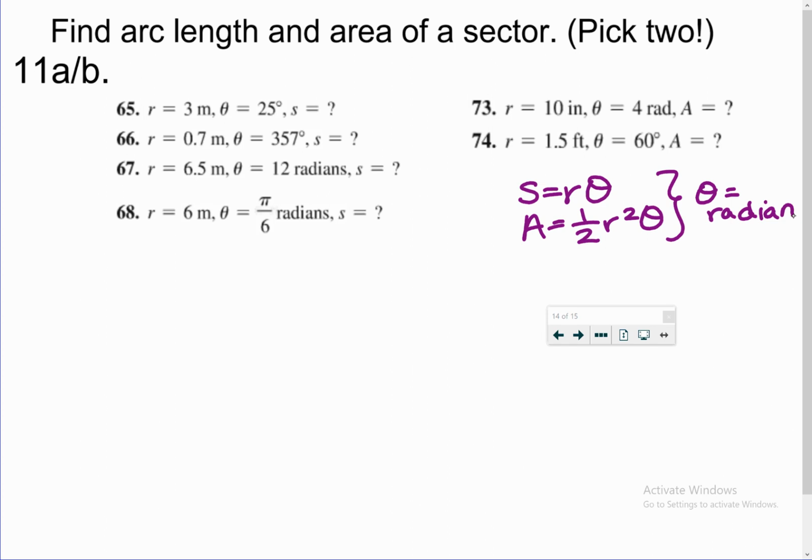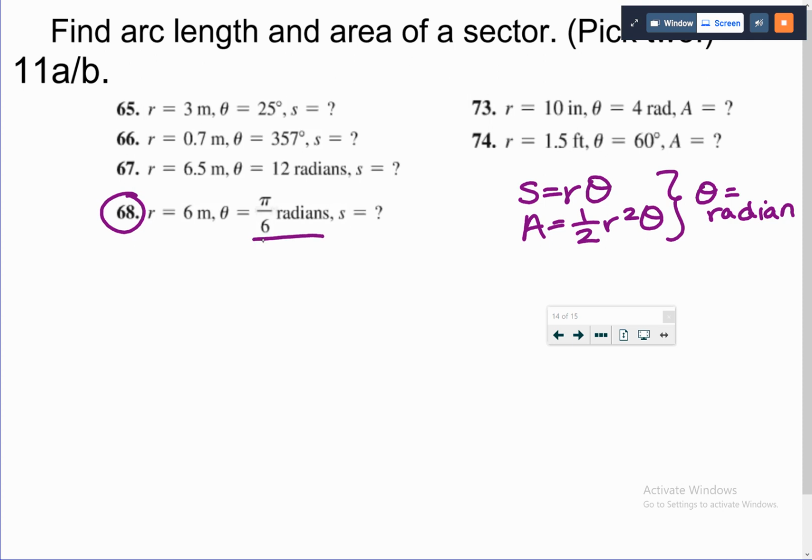So we can pick one of these and just solve for both things if you want to. So pick a number. 68, sure. So in 68, I have a radius of 6 meters, and I have a theta of pi over 6 radians.